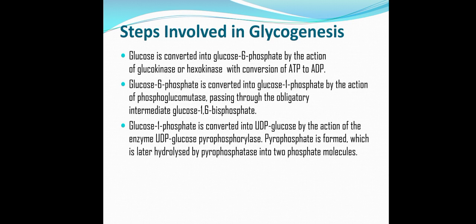In the third step, the glucose 1 phosphate formed by the activity of phosphoglucomutase is converted into UDP glucose by the action of the enzyme UDP glucose pyrophosphorylase. This enzyme is responsible for the addition of the UDP molecule to the glucose monomer, and along with that there is the removal of a phosphate group from the glucose molecule. The pyrophosphate which is formed is later hydrolyzed by pyrophosphatase into two phosphate molecules.